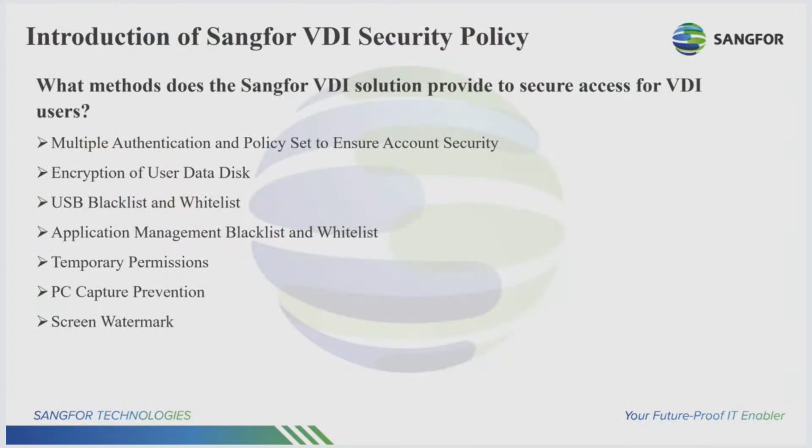First, I have introduced our security design. It's an end-to-end design. Here, if we want to keep secure access, this is our secure access security design. We have multiple authentication methods, and also we can do the USB control, the USB blacklist or whitelist. We can even encrypt your data disk. Okay, and we can do the application control. We can set the permissions, and we can set capture prevention. This is PC capture prevention, and we can set the watermark to keep your data security and access security.